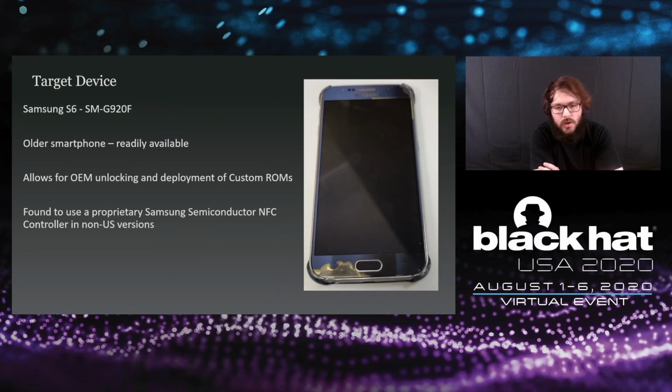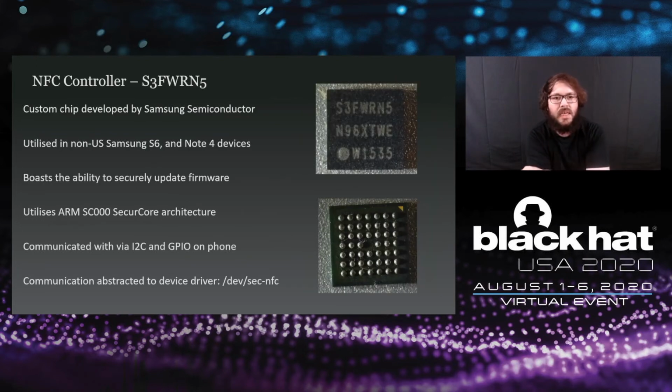My first target was my Samsung S6, which is quite an old phone, but one I had readily available and unlocked using the standard Samsung OEM unlocking and custom ROM functionality. I found that my Samsung device, which was a non-US phone, had a Samsung semiconductor NFC chip that was completely custom and developed by Samsung for their devices. This was called the S3FWRN5, which was a custom chip developed by Samsung Semiconductor. It has the ability to update firmware securely and is found in Samsung S6s and Samsung Note 4 devices, which were manufactured in 2014 and 2015.